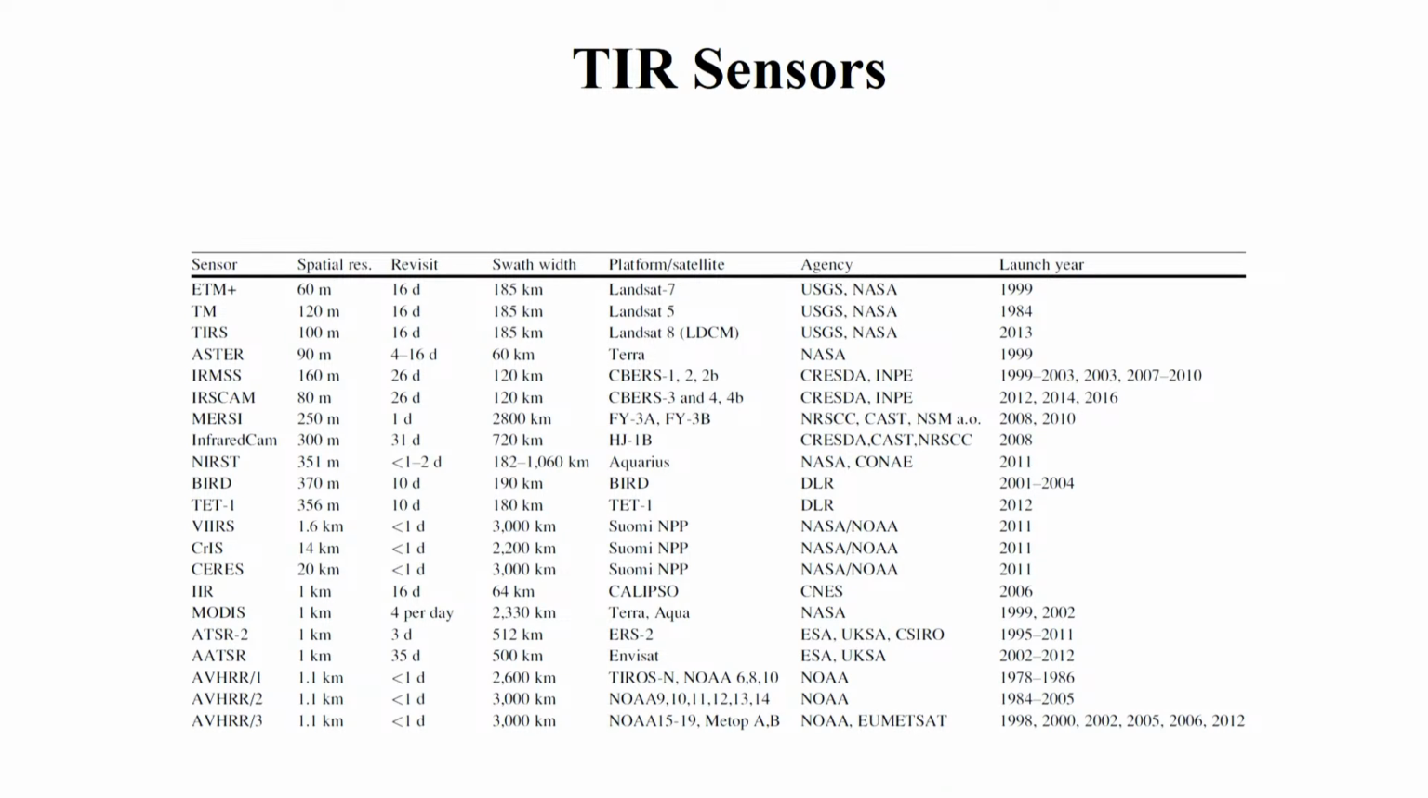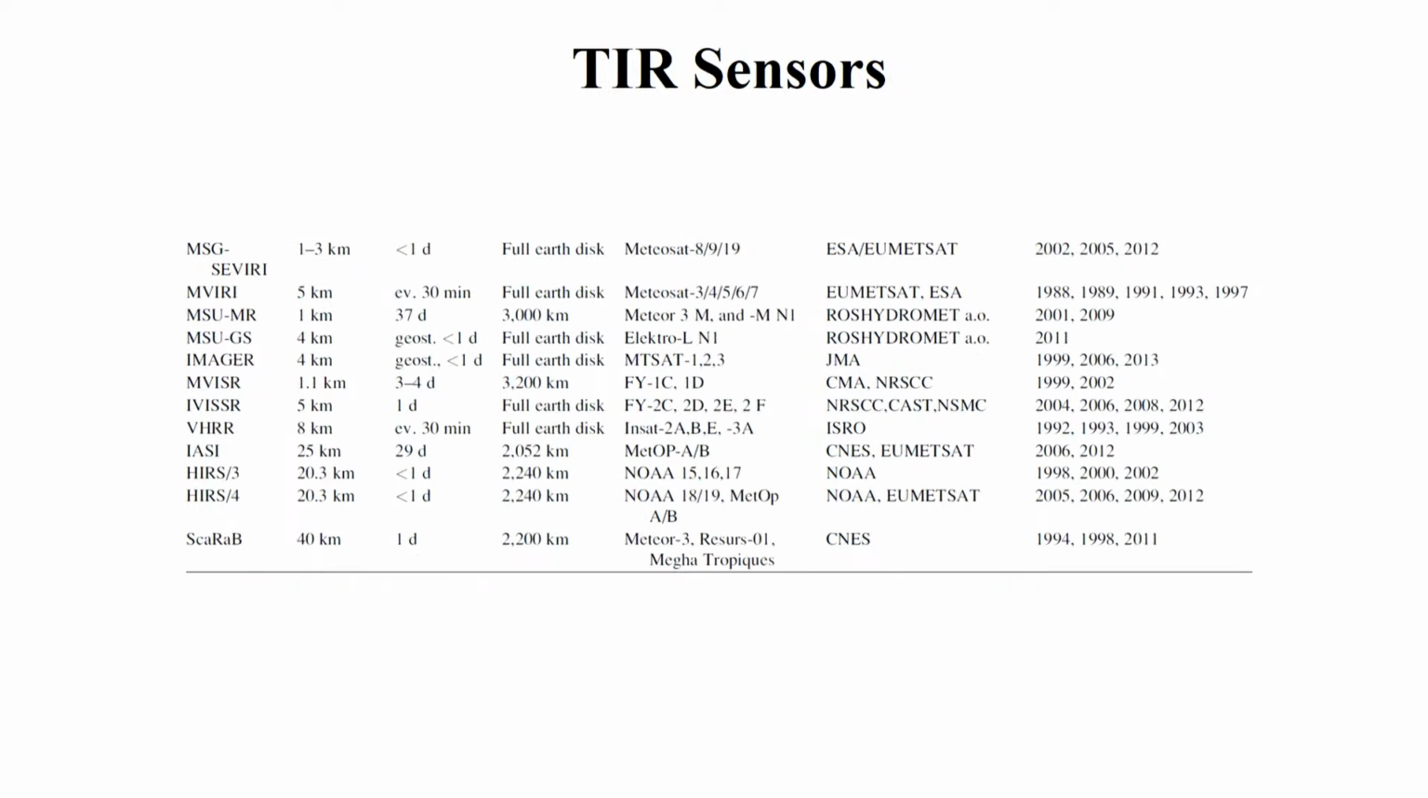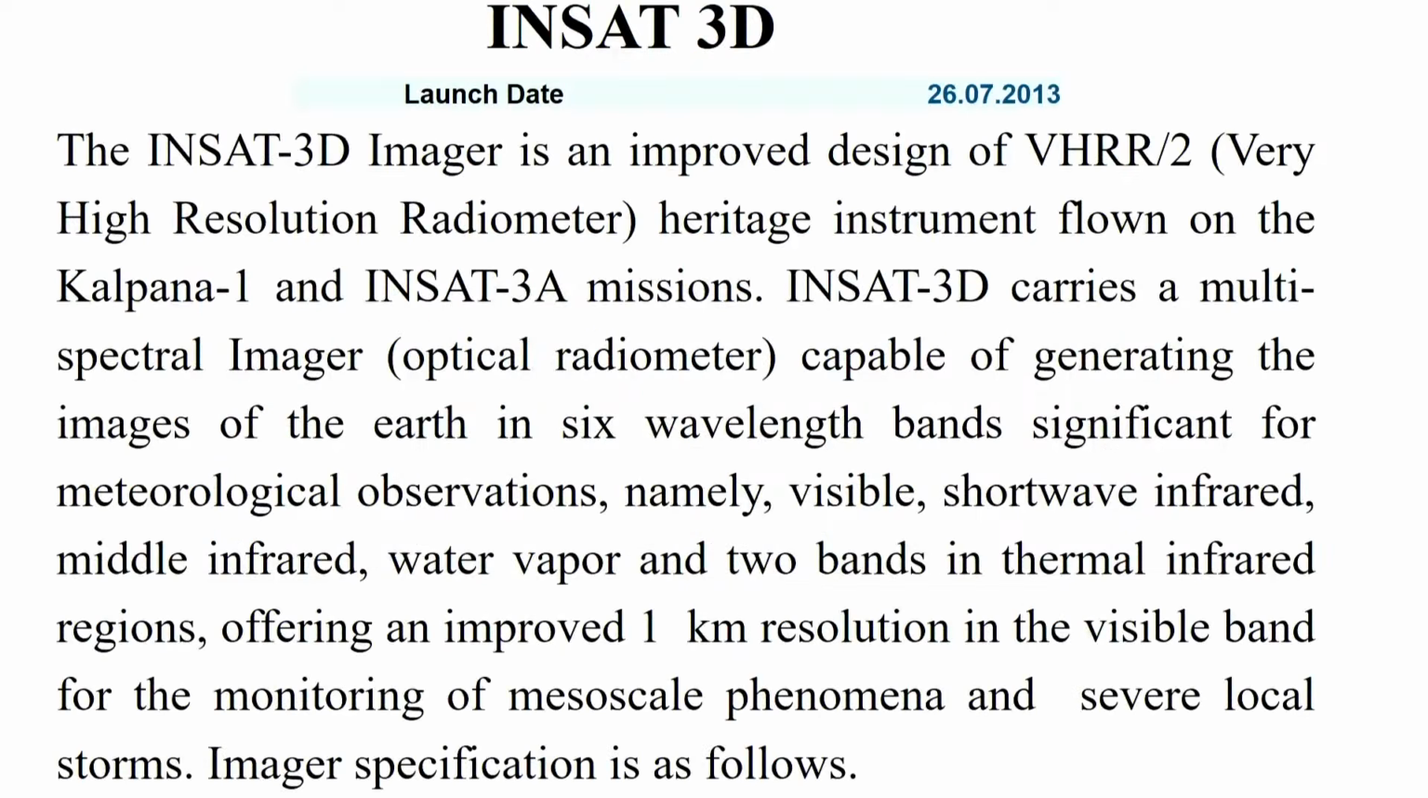Now these are the thermal infrared sensors. A very long list is there, so we are not going into detail on all the sensors, but a few sensors we will be discussing in this lecture. First is INSAT 3D, which was launched in 2013. The INSAT 3D imager is an improved design of the VHRR, very high resolution radiometer, heritage instrument flown on the Kalpana 1 and the INSAT 3A missions.